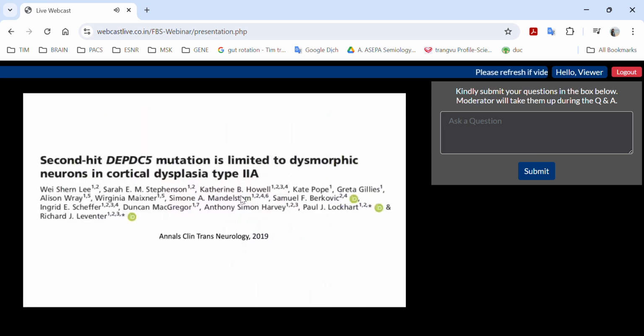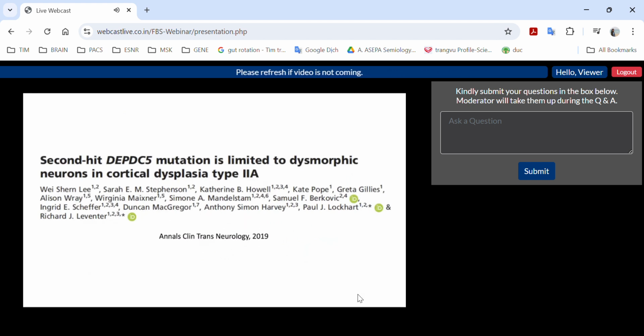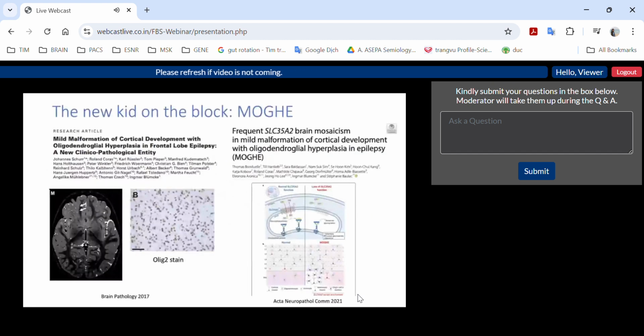Published that in this paper, showing that second hit DEPDC5 mutations were limited to the dysmorphic neurons. Now, we just switch to something I mentioned earlier, the new kid on the block for FCD, this entity called MOGI, where you have heterotopic neurons, they're normal neurons, associated with oligodendroglial hyperplasia. And this tends to cause a very severe early onset epilepsy, particularly infantile spasms.